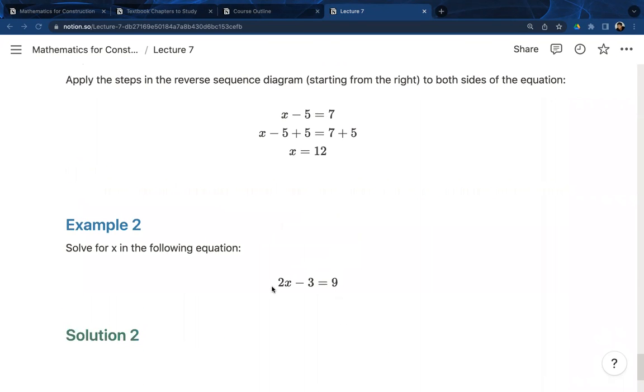Find a variable you have, which is in this case x. Find the expression that contains the variable x. That's 2x minus 3. Starting with x, do a forward sequence diagram, then do a reverse sequence diagram, then follow the operations in the reverse sequence diagram to change the subject of the formula.